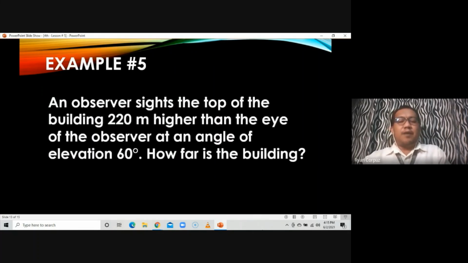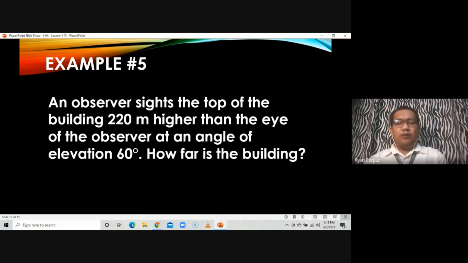Again, let me read problem number 5. An observer sights the top of the building 220 meters higher than the eye of the observer at an angle of elevation 60 degrees. How far is the building? Again, an observer sights the top of the building 220 meters higher than the eye of the observer at an angle of elevation 60 degrees. How far is the building?